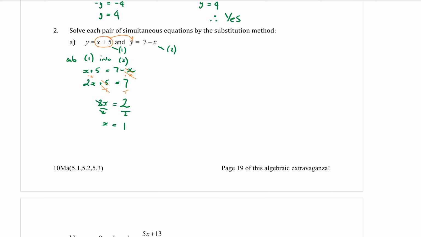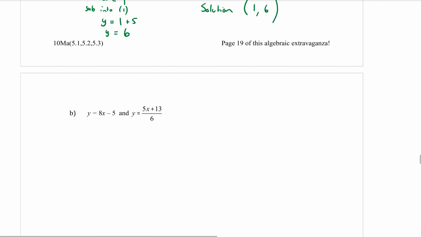So I'm going to sub into equation 1. If I put x equals 1 into equation 1, I get y equals, the x is 1, then I have a plus 5, which means that y is equal to 6. I now have an x value and a y value. We are done. However, we just like to write our solution as a point because it is a point of intersection. x value first, y value second, close the bracket. Remember doing that last year? Let's practice some more.